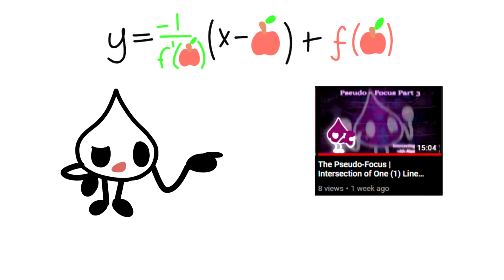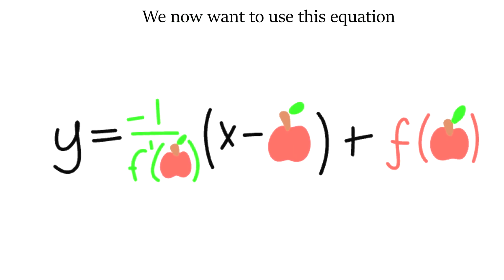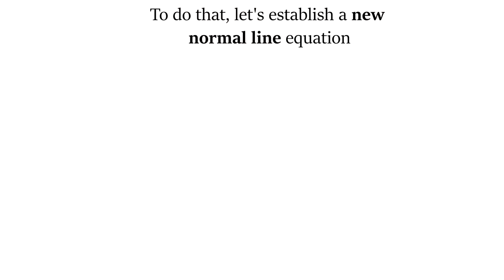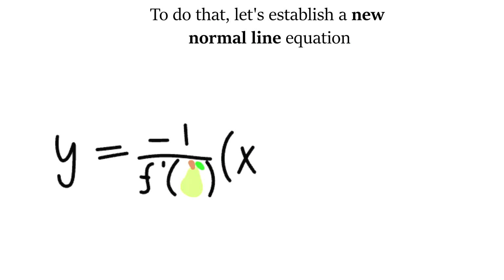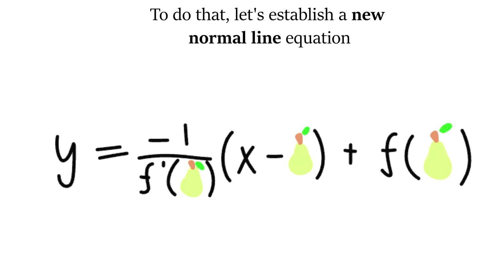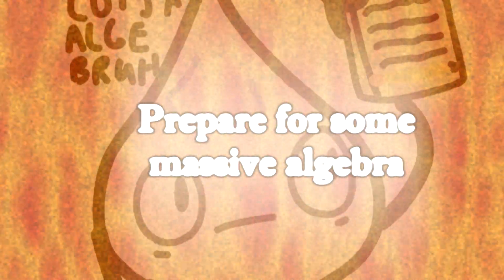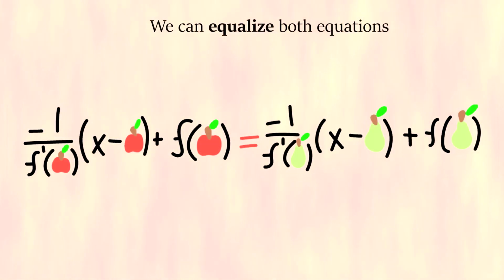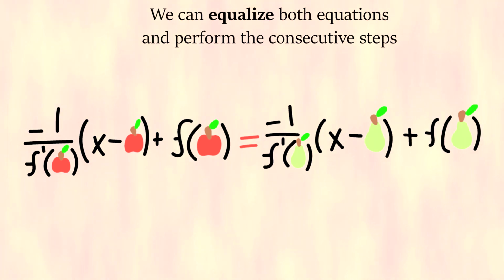Now, zooming in to part 3, we now want to use this normal line equation to find the intersection of two close normal lines. To do that, let's establish a new normal line equation, y equals -1 over f prime pair times (x minus pair) plus f of pair. Now, we find the POI of these two equations and prepare for some massive algebra.